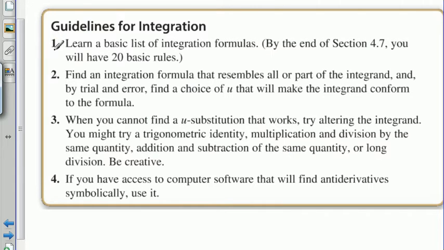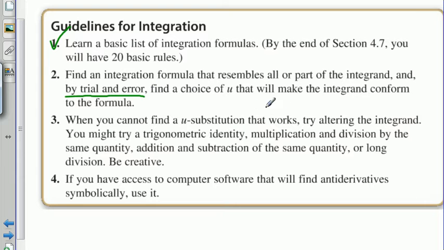You need to do these things. You have to learn the basic integration formulas. You need to know the antiderivative of du over u. You need to know what to do in the situation where you have the integral of secant squared, those kinds of things. Find a formula that represents it, something that works, and trial and error happens sometimes, okay?